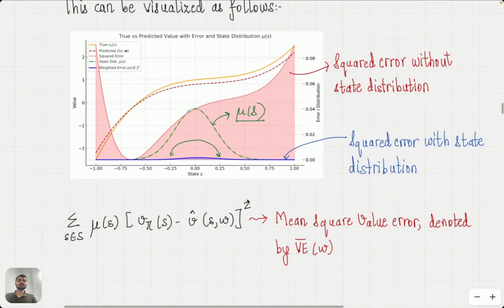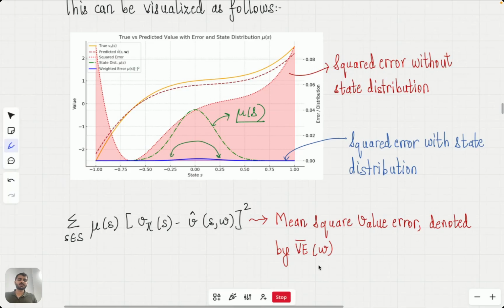We want to minimize this, and this objective which we want to minimize is often called VE, the value function approximate error in the value function estimation. The notation does not matter. What we need to understand is that the function is given by this, which is a multiplication of the state distribution and the mean square error between the true value function and the predicted value function. Now, this is what we want to minimize.